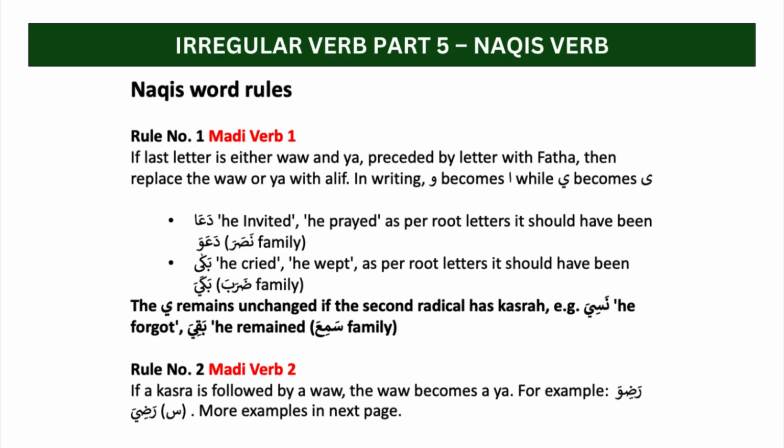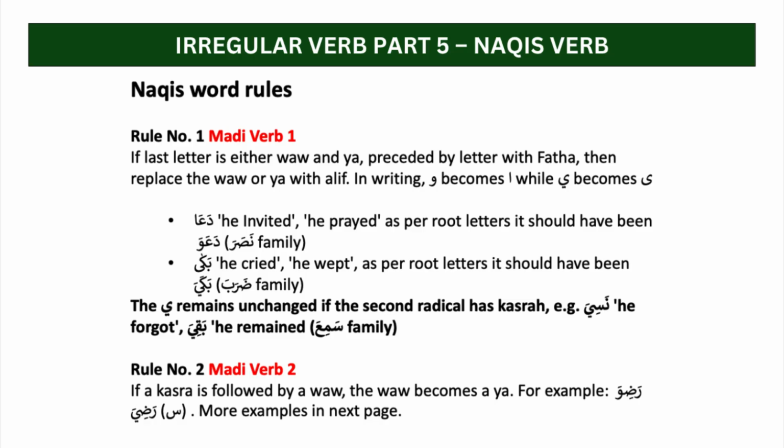The next example is baka, meaning he cried or he wept. According to the root letters, it goes back to something like bakaya. But again, because the final weak letter came after fatha, the ending was lightened and the word became baka. So in both of these, the heavy ending is shortened into a lighter alif ending.